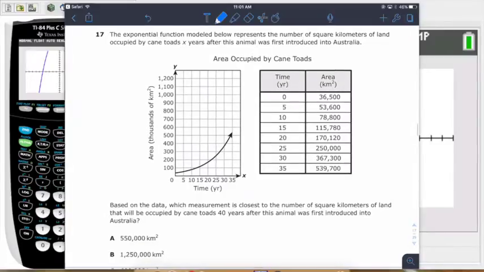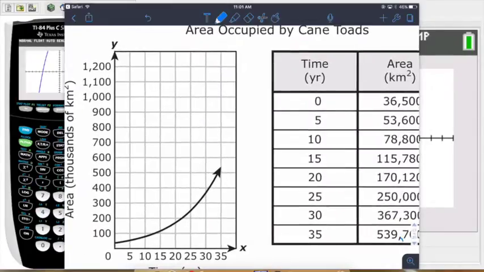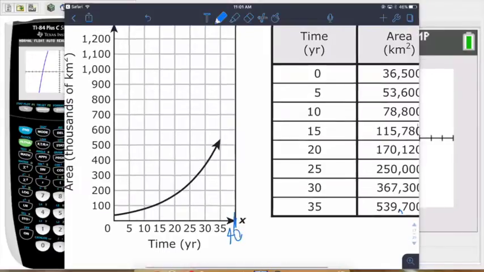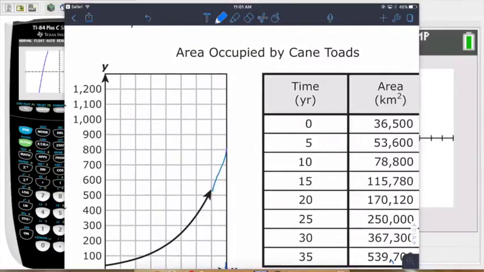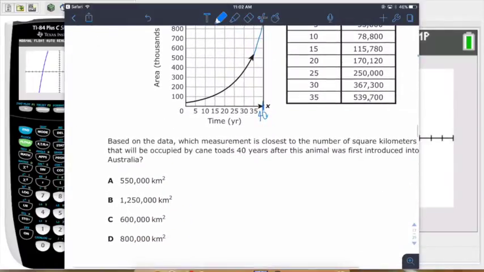Okay, so let's look at what's going on with this one. They didn't actually give us the 40th year, so we're going to have to sketch or guesstimate where we think that might be. If I continue a slight curve going on here, I'm thinking it's going to be maybe around 800, maybe even 900. So maybe one of those options will be there. And obviously you see the 800 right here.